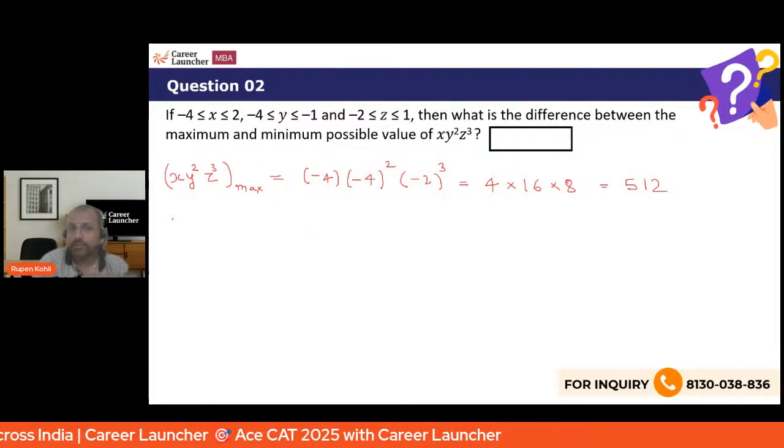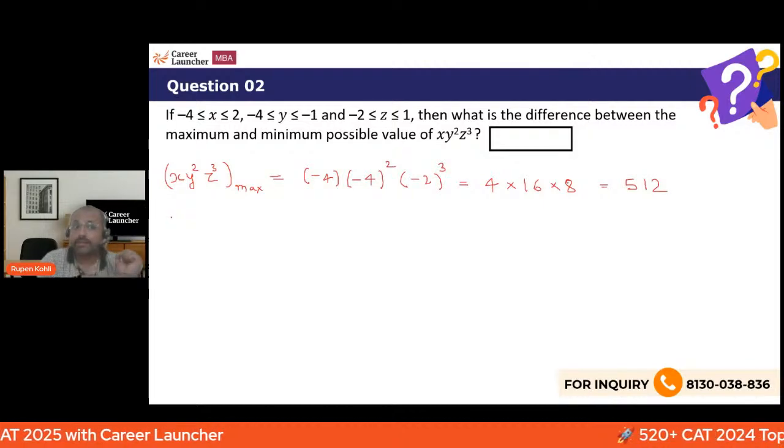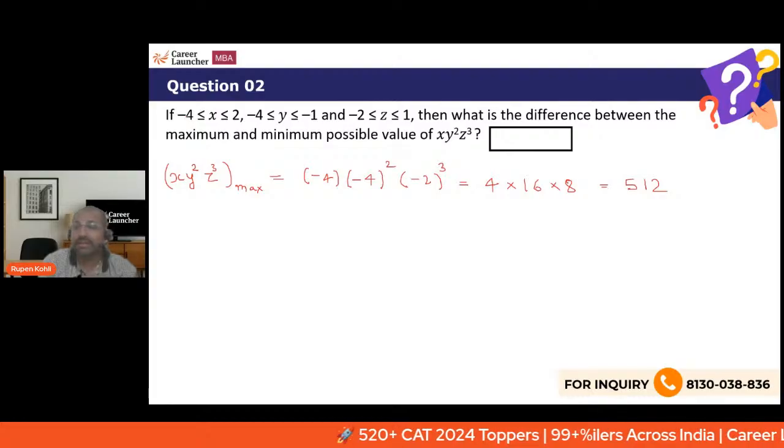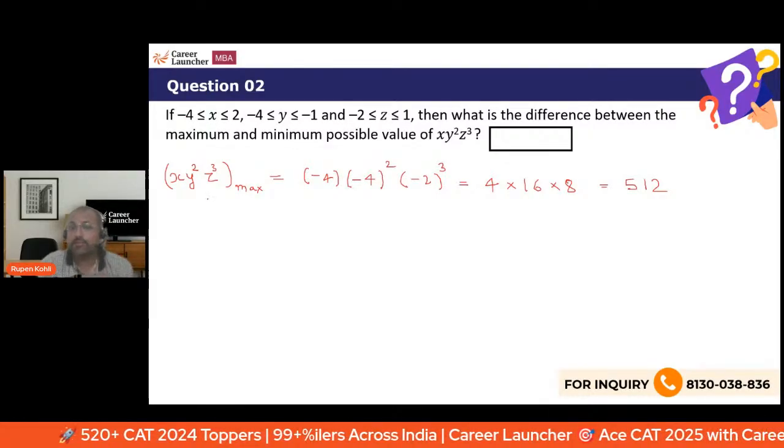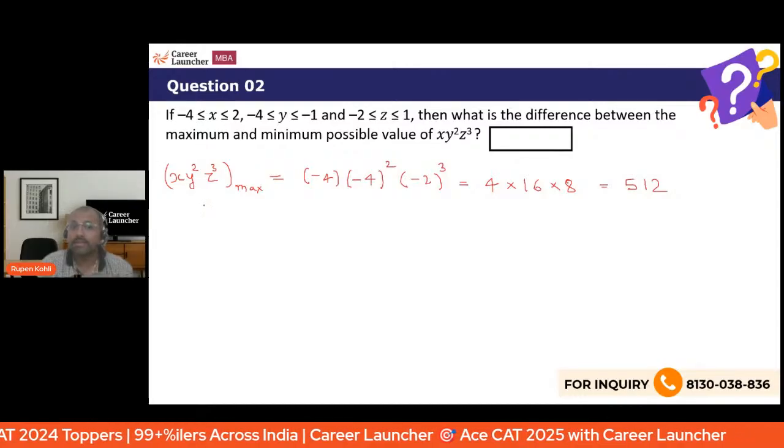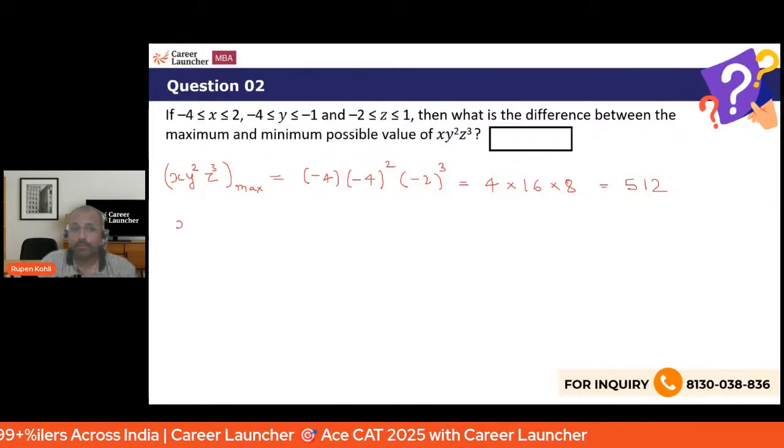So understanding the thought process, how it is different, why the trick is not to choose the positive value, but instead also look at the negative value. Maybe you can get a higher magnitude even despite taking negatives, right? Because negative into negative can become positive.